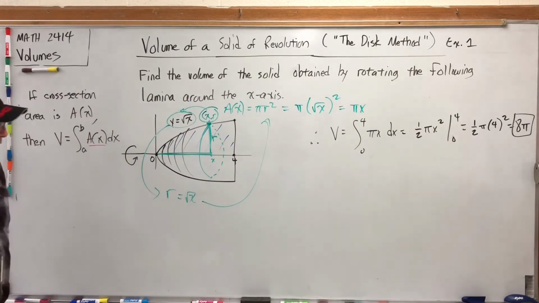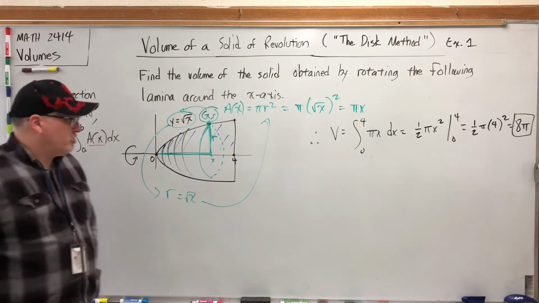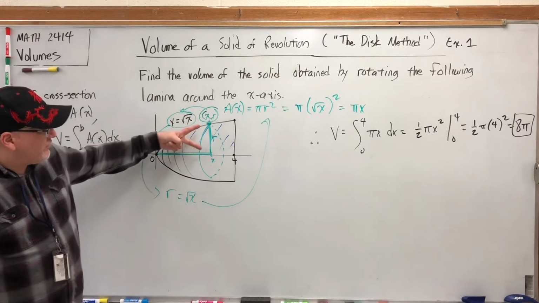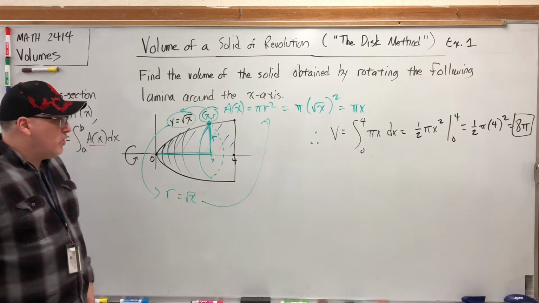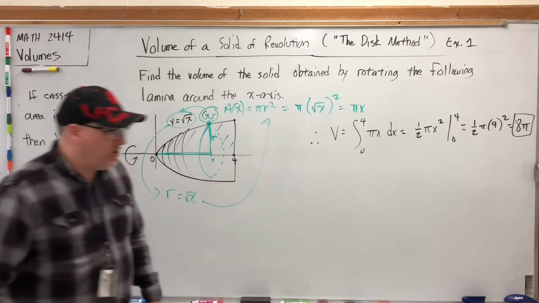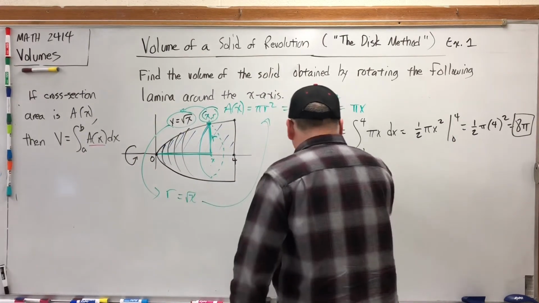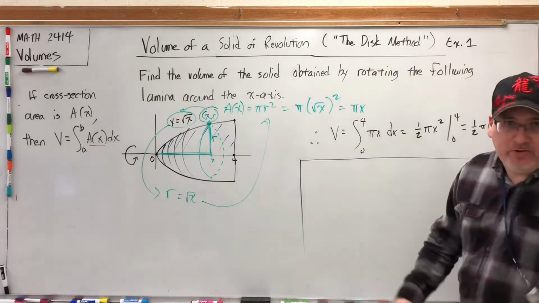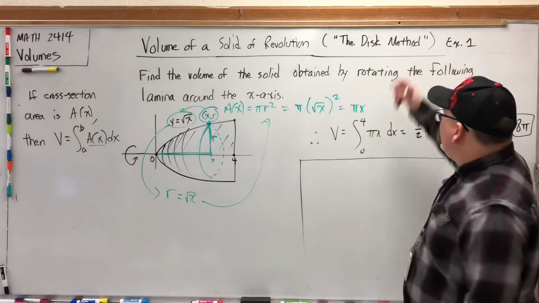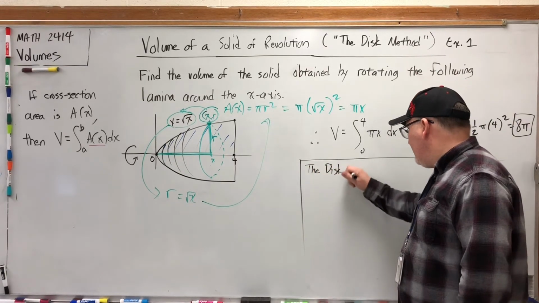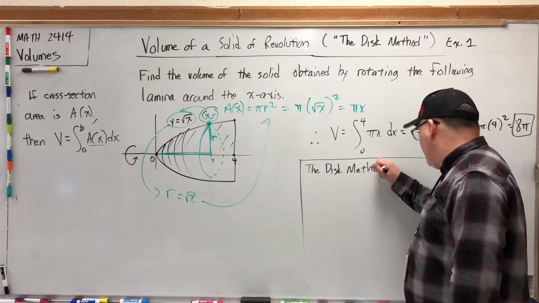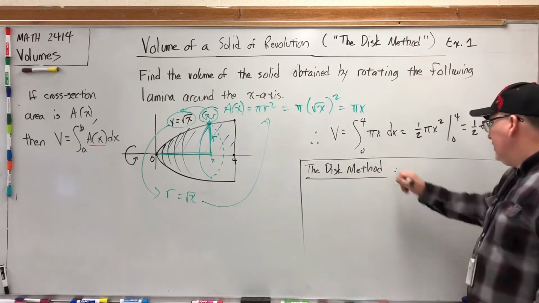So that really wasn't that bad once we figured out that the cross section was a circle, and once we figured out that the radius was essentially our function. So maybe there's a generalization here. There's no maybe, there is a generalization. And this generalization is called the disk method. And it goes something like this.